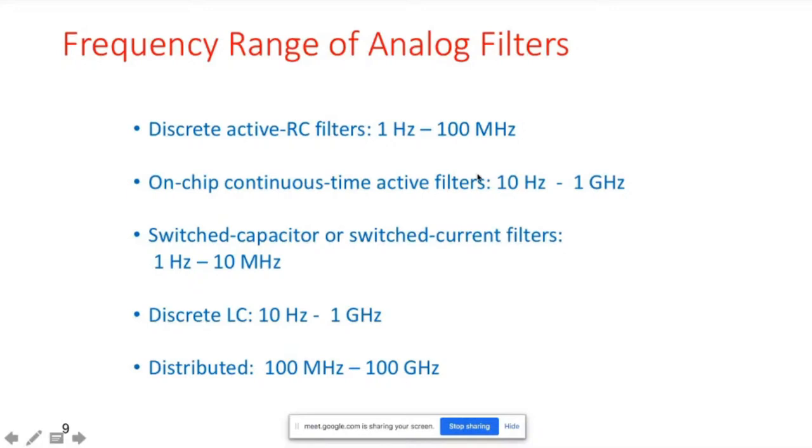Now, to have ranges of different frequencies, we have a discrete active RC filter, which is normally designed for 1 to 100 megahertz. Then on-chip continuous time active filters, which can go from 10 hertz to 1 gigahertz. When I'm saying continuous time active, it is either an op-amp based RC filter or a GMC filter. Then you have a switch capacitor or switch current filter, which is discrete time, at 1 hertz to 10 megahertz. And then discrete LC components, which are 10 hertz to 1 gigahertz. And then distributed, which is for 100 megahertz to 100 gigahertz.